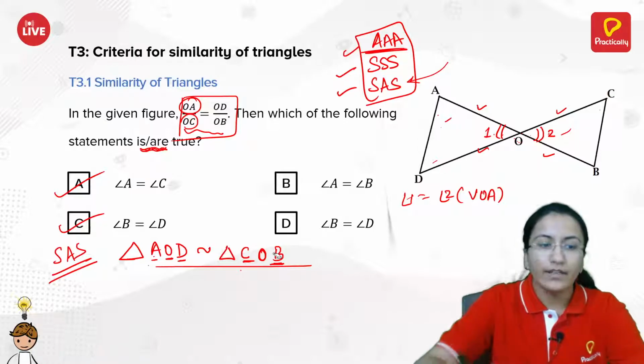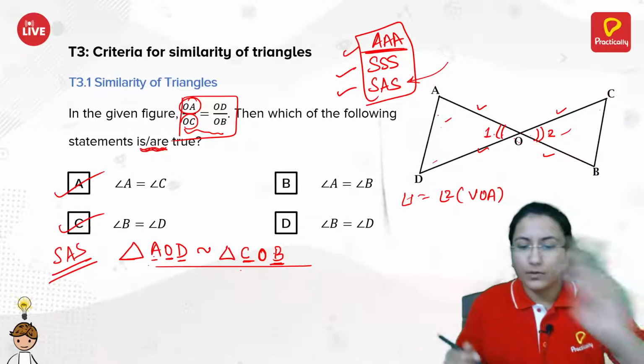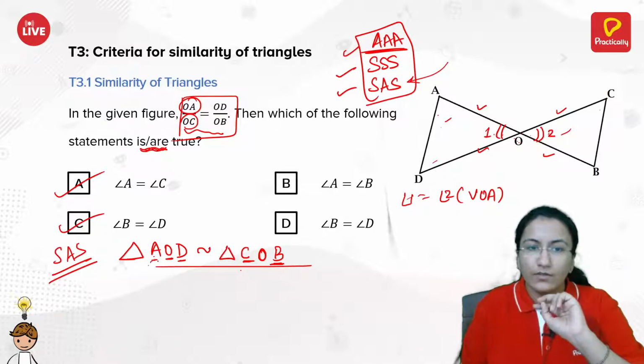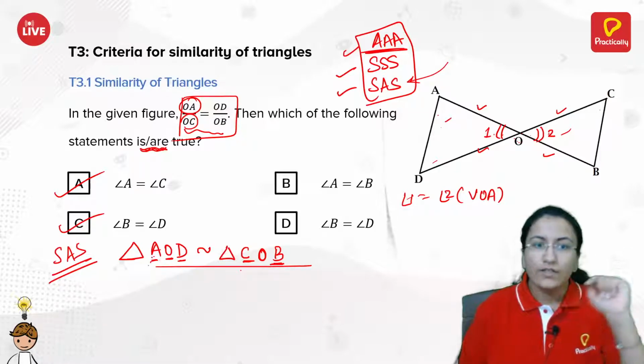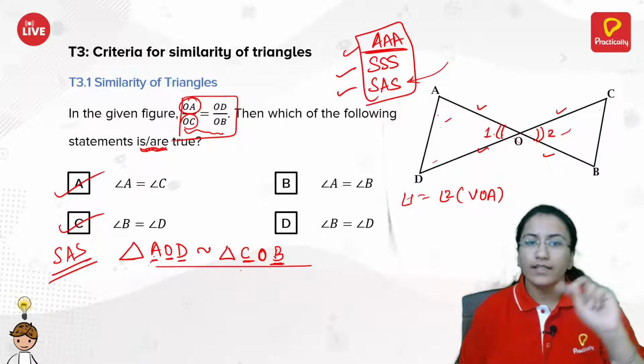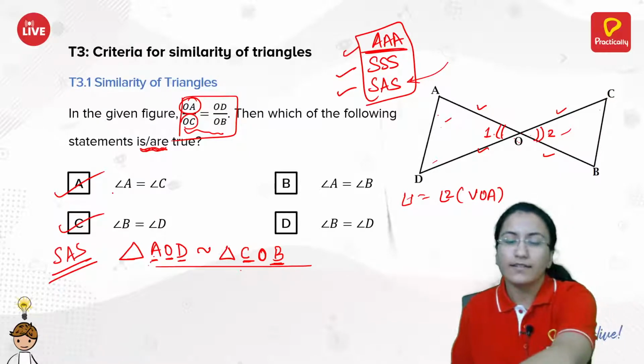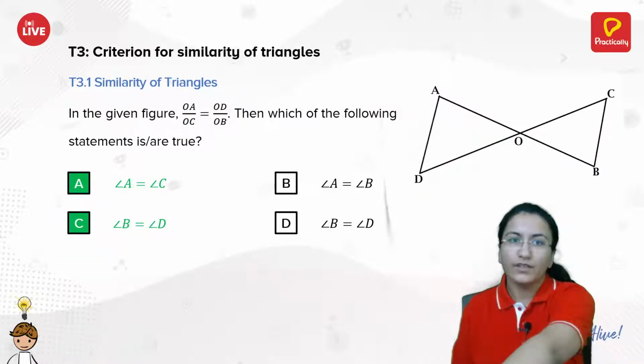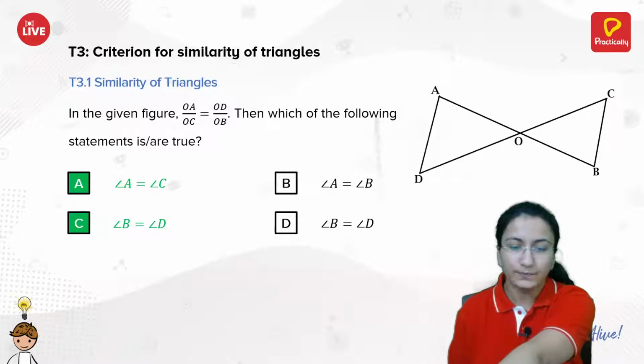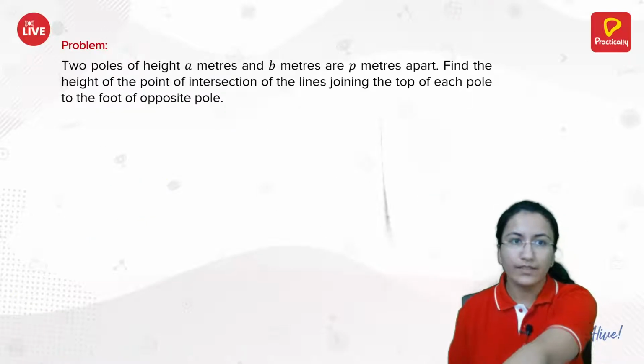Comparing angles on both sides, if you have two triangles similar, their corresponding angles are equal. So angle A is equal to angle C and angle D is equal to angle B. That means A and C are the correct answers. Okay, let's go to the next question.